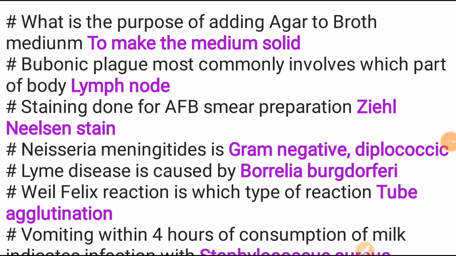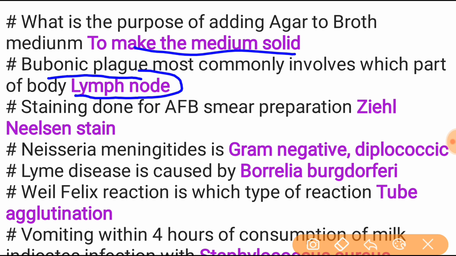What is the purpose of adding agar to broth medium? To make the medium solid. Bubonic plague most commonly involves which part of the body? Bubonic plague most commonly causes lymph node involvement. Stain done for AFB smear is the Ziehl-Neelsen stain.